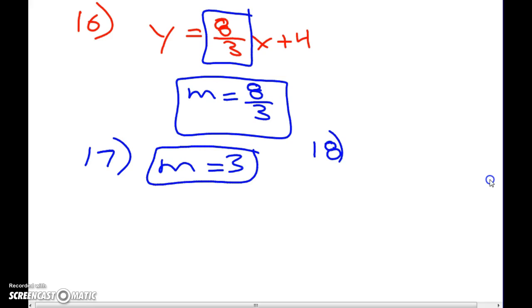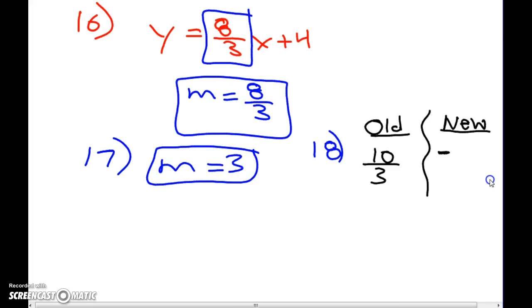18. Looking at it, find the slope of a line perpendicular to each given line. So 18 and 19 have the same directions. So 18, the slope of the old line, just from looking at it, is 10/3. The new slope, if it's going to be perpendicular, would need to be the opposite sign, so I know it's going to be negative, and the reciprocal of 10/3 is 3/10.